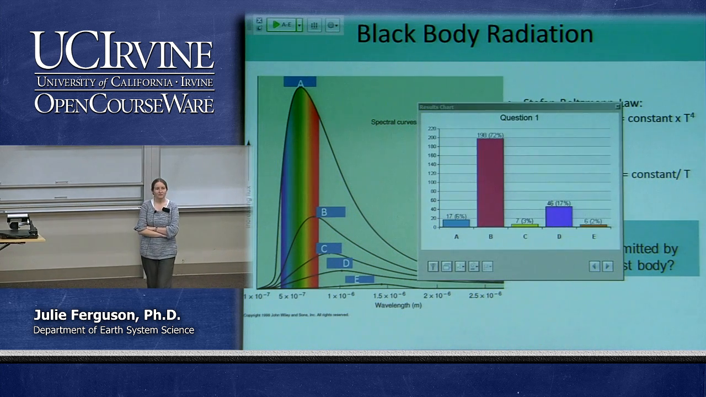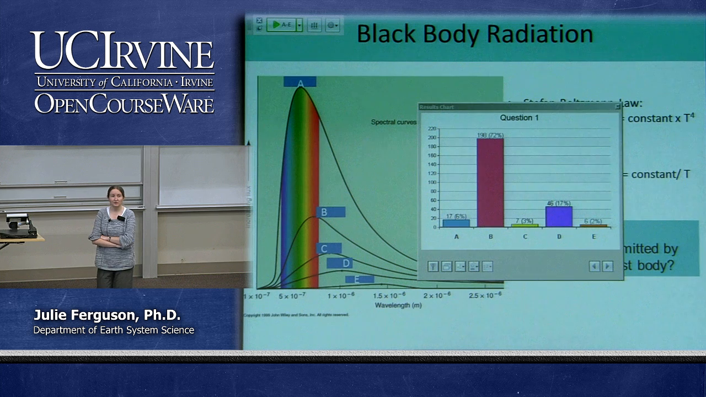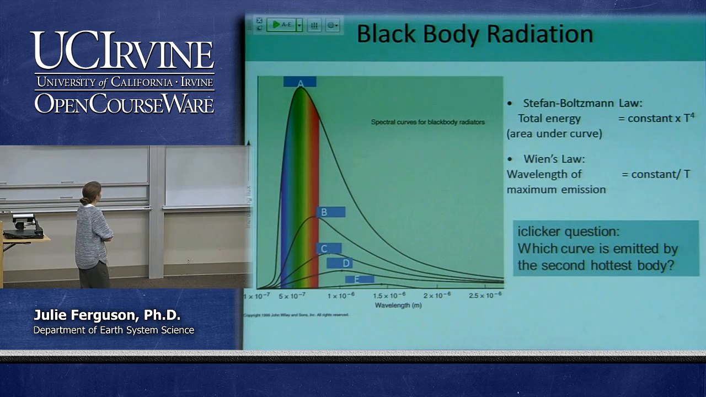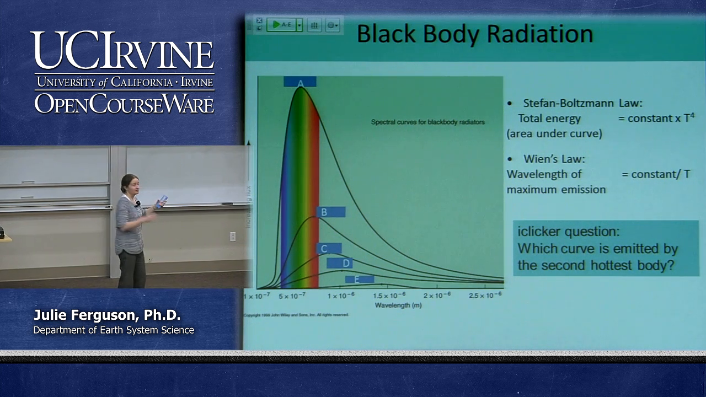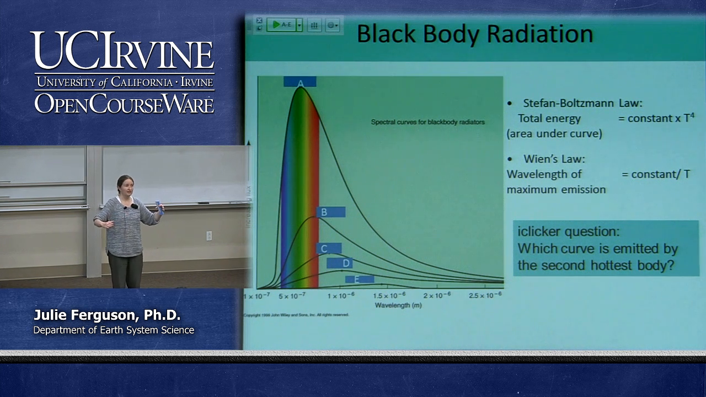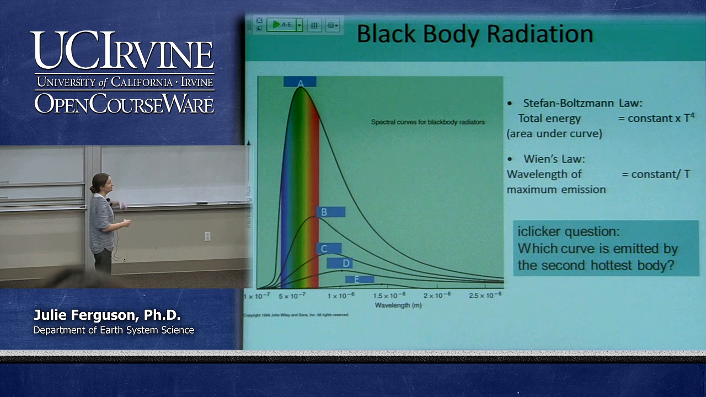Great. So I think most people have that. So B would be the correct answer, because if we're looking for the area under the curve, if we just look at A, which would be emitted by the hottest one, then the A curve has the greatest area underneath that line. And so it's giving out the most energy. So our second hottest will be B, because it's the second greatest area under the line. And you can also see that Wien's law is telling us the same thing.